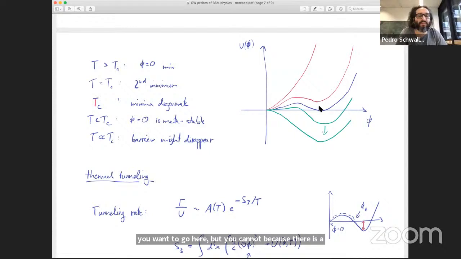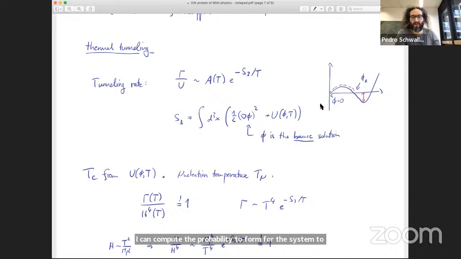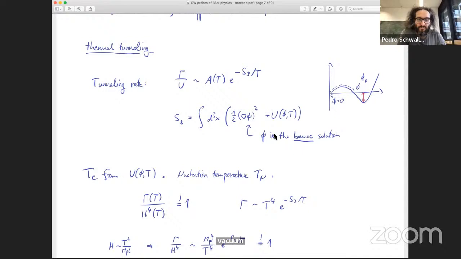might be somewhat small. So the universe stays in this unbroken phase, even though a more favorable phase would be accessible to it because the tunneling rate is too small, until eventually, as you keep evolving, the barrier might shrink a little bit and this minimum might get deeper and deeper. Eventually, the system will tunnel to the true ground state. Again, this is something you can compute. You can compute the probability for the system to transition from the false to the true vacuum, using this formalism. I didn't want to go into much detail on this.